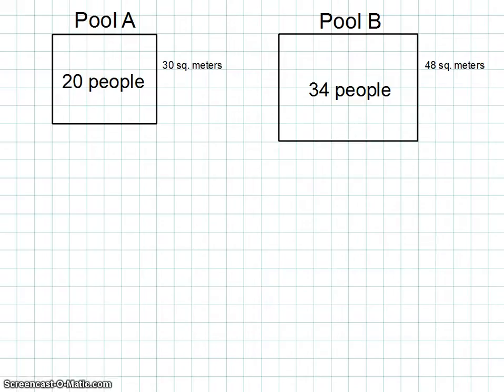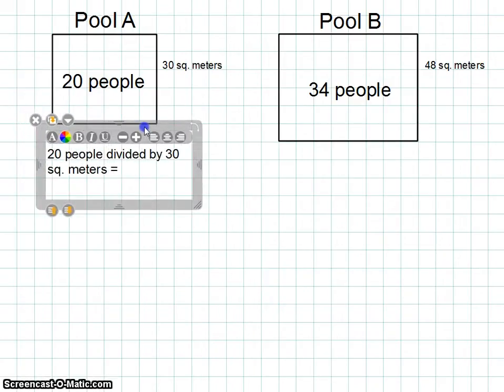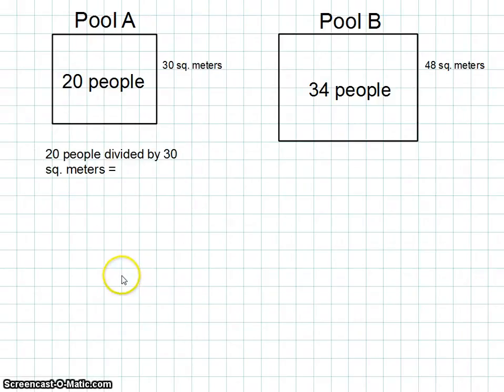Well, maybe the number sentence we can use to solve that for pool A is this here. Why don't we divide 20 people, which is the total number of people in pool A, by 30 square meters, which is the total area. If we do that, we should be able to figure out how many people there will be in each square meter.